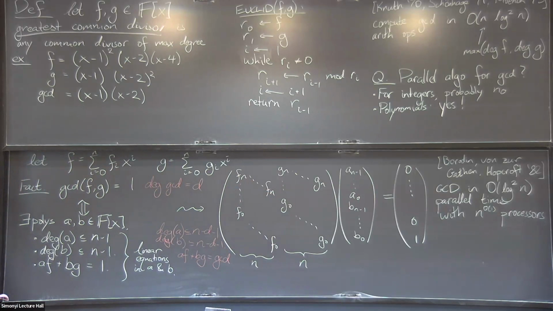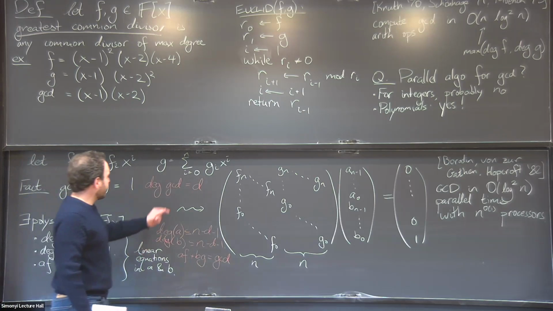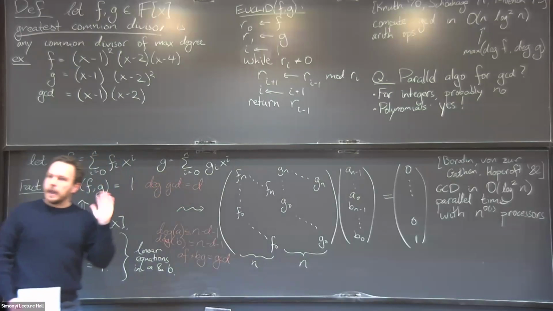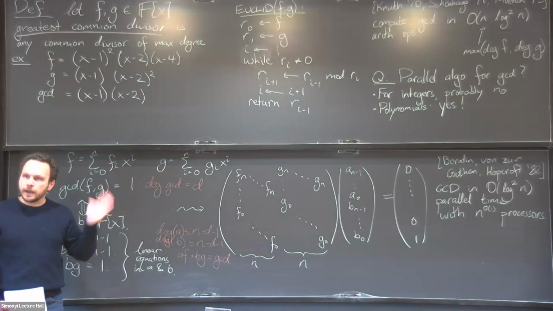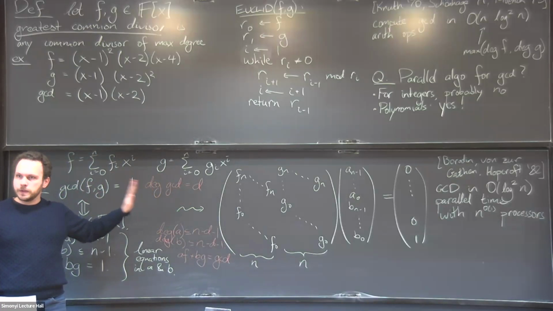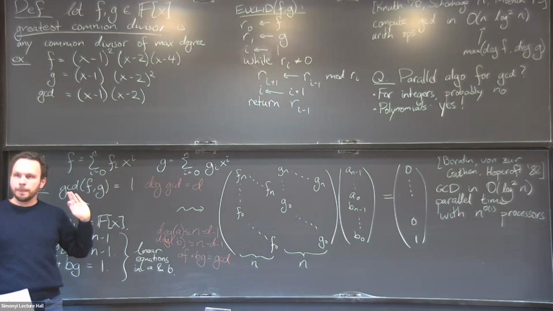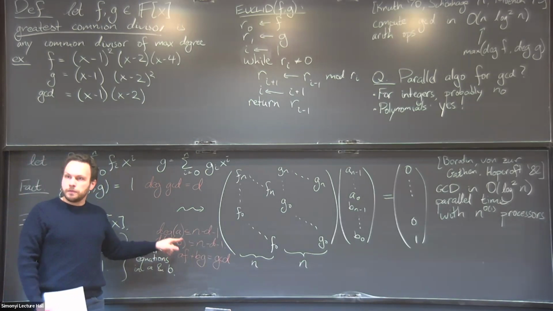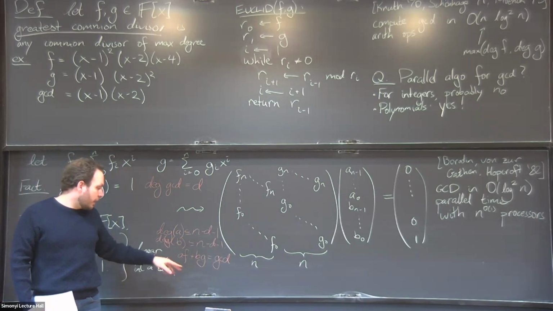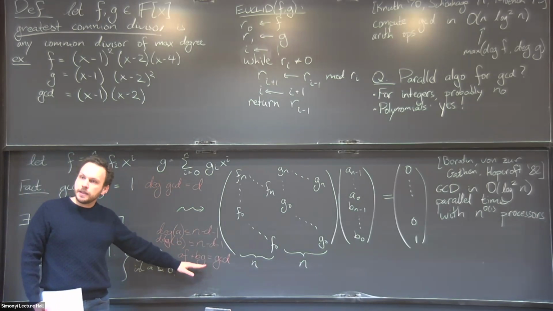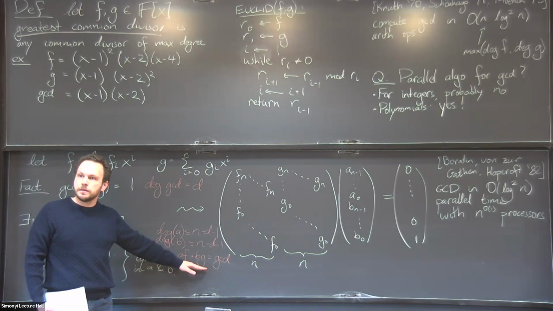Okay, great. Oh, wait, sorry, but that's the degree of the GCD. What about the actual coefficients? Right. So first, how do you even find the degree? I can look at all these systems of equations in parallel and check which ones have solutions and which ones don't. Sure. Now find the one with the minimum degree, solve it, find A and B. And now you know that AF plus BG is actually the GCD.